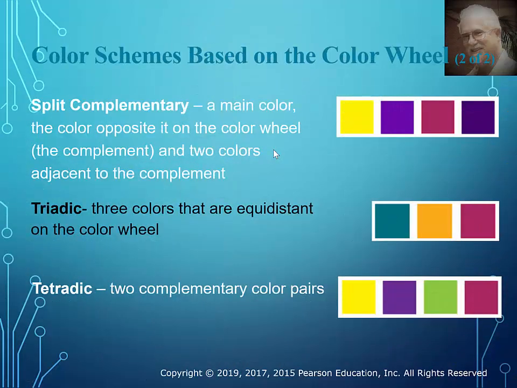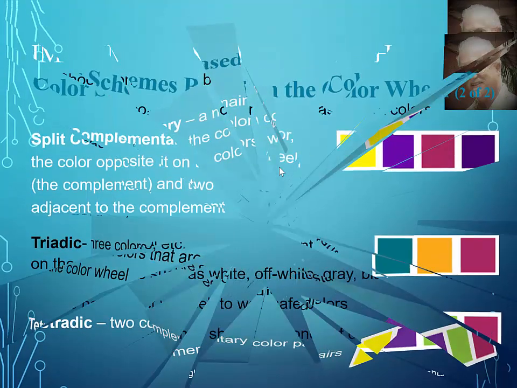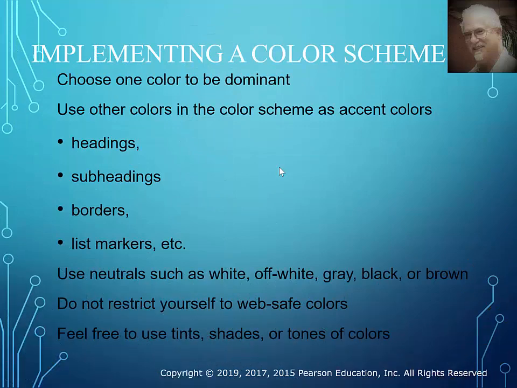A lot of color schemes are based on the color wheel, as it were. You can have different approaches to this. I'm colorblind. It doesn't help me a whole lot, but I'm sure it will help you. And then, of course, you have to implement the color scheme. You implement the color scheme via the different parts of your web page, things like the headings, the subheadings, the borders, the list markers, and so on. You don't have to restrict yourself to web-safe colors, but it's good to mostly have web-safe colors.